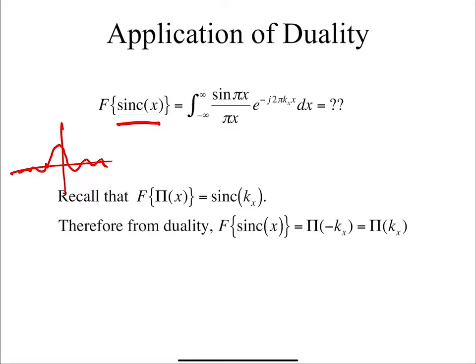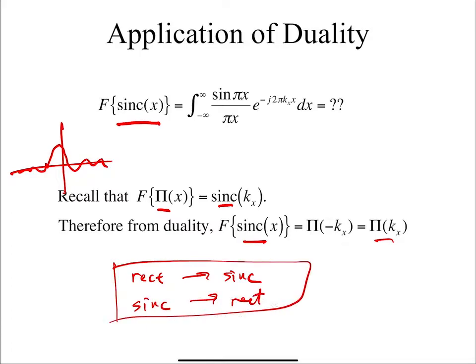So you could do that and maybe you'd be done, but it's much faster to just use duality and say, okay, we know that the transform of rect goes to sinc, therefore the transform of sinc goes to rect of minus kx, but rect is symmetric, so it just goes to the rect function. So that's the other thing to remember. Rect goes to sinc, and sinc goes to rect. Okay, so that will come up quite a bit, and so it's useful to commit to memory that rect goes to sinc and sinc goes to rect.